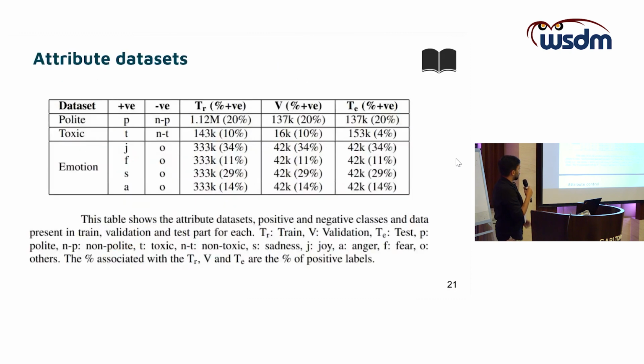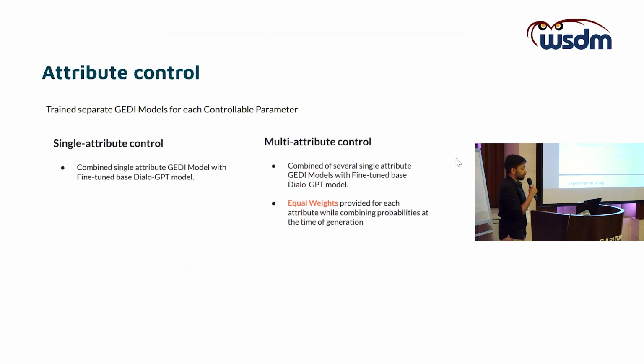To train these models, as I already mentioned, we do not have the signals in the dataset. So we use additional attribute datasets so that we can train these signals, like what is polite, what is toxic, or what kind of emotion is present. For these, we have different datasets that are publicly available. Now we trained these JEDI models for each controllable parameter, and finally use these JEDI models in 2 settings. One is single attribute control, where we have a single JEDI model with the response generation system, and multi-attribute control, where we have several such single attribute JEDI models with the response generation system.